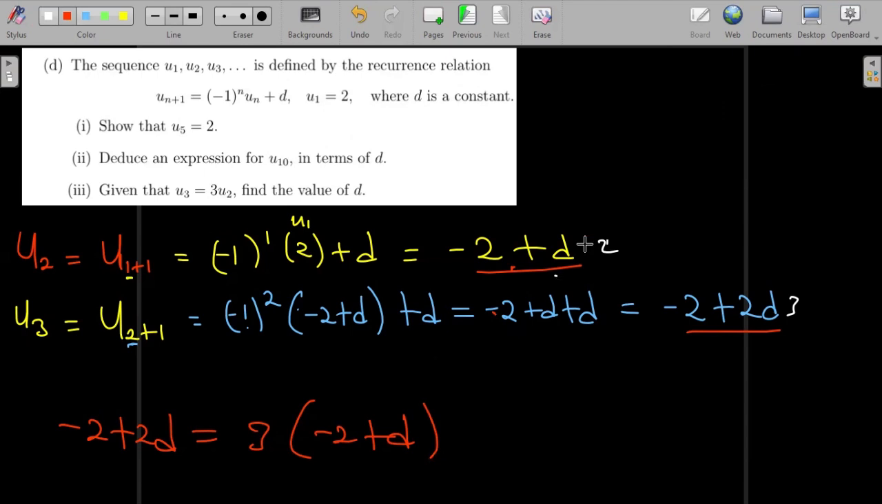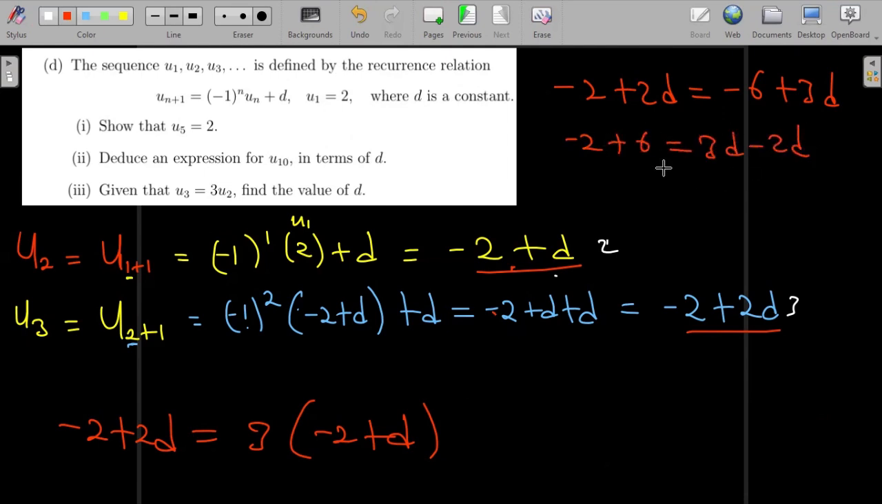So let us expand. We're going to have minus 2 plus 2D is equals to minus 6 plus 3D. Like terms together, we're going to have what? Minus 2 plus 6 is equals to 3D minus 2D. This will be 4 is equals to D. So we found the value of D, which is 4. And we are done with question 1.